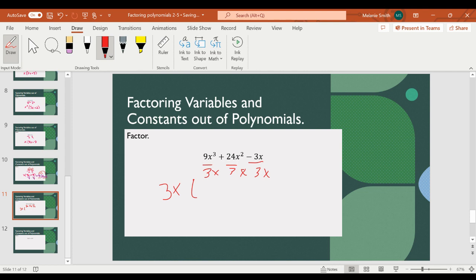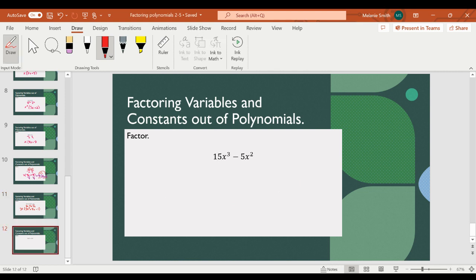So 9 divided by 3 is 3, and x cubed divided by x is x squared. 24 divided by 3 is 8, and then x squared divided by x is x. And then negative 3 divided by 3 is going to be negative 1, and then my x's, x divided by x is just 1. So I'm not going to have a variable in that last term.